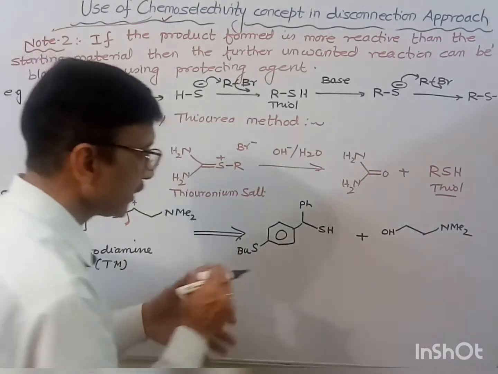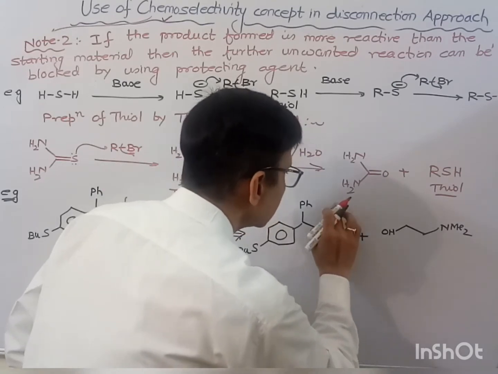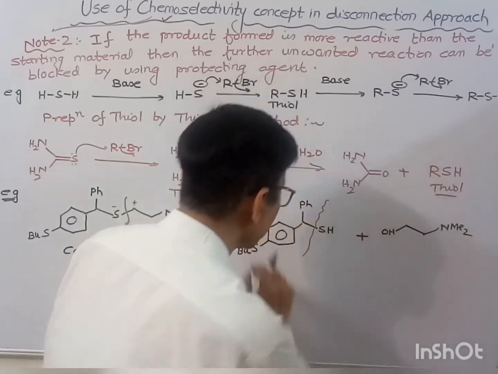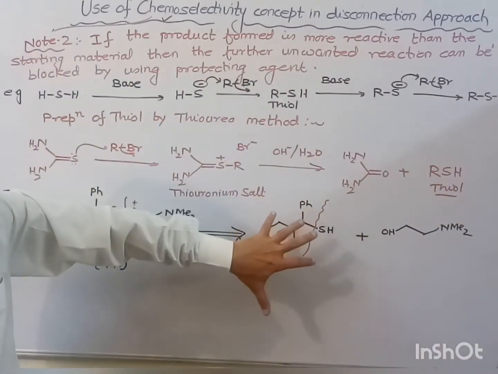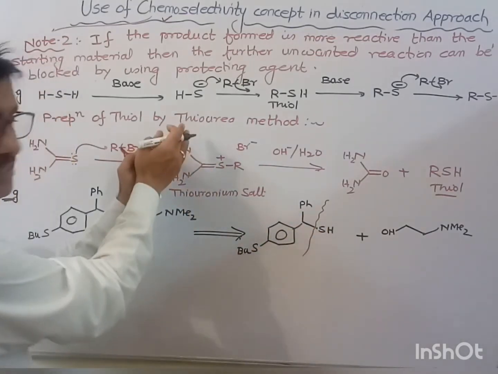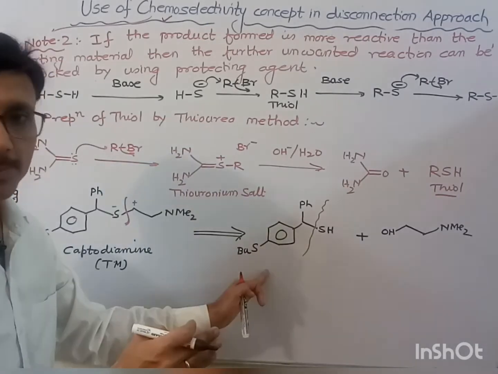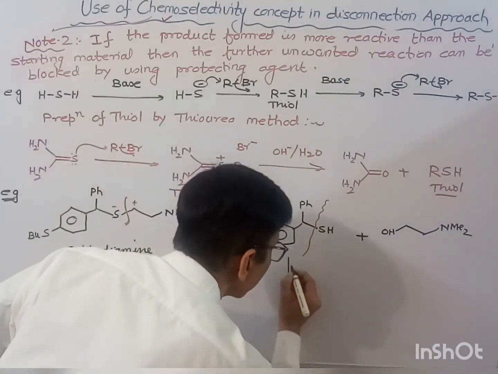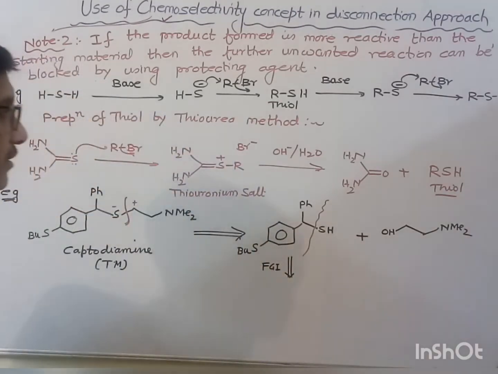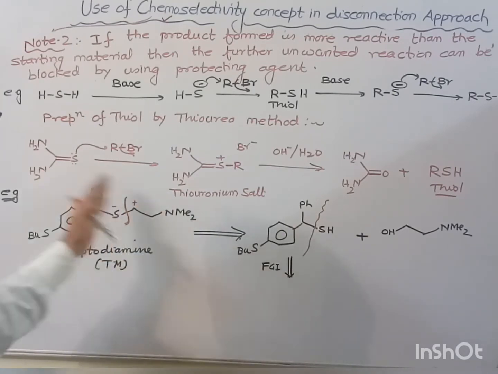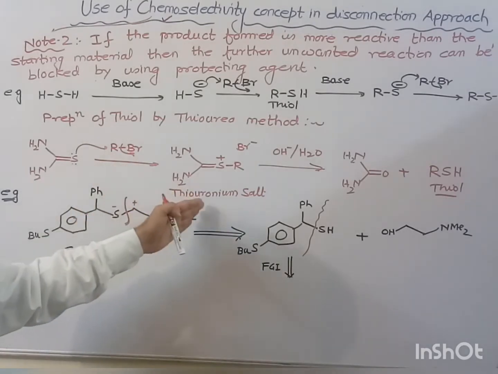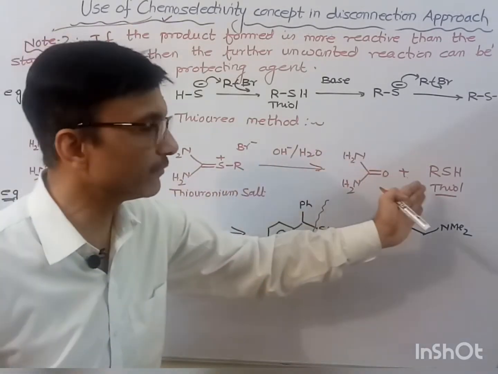Now if you see, suppose this is the RSH, this is your R group and this is SH. So this is a thiol that we have to prepare. So we will use this guideline here. By the thiourea method this can be prepared, so I will do the FGI using this guideline. This can be prepared using thiourea and this alkyl halide. It will react, giving the thiouronium salt, then it will give you the thiol.